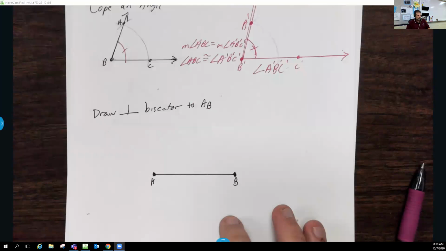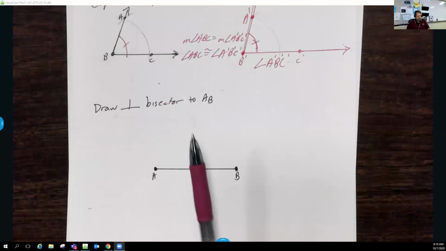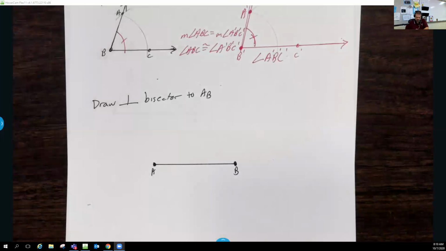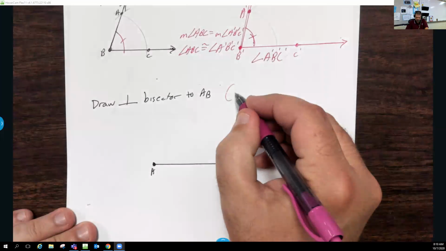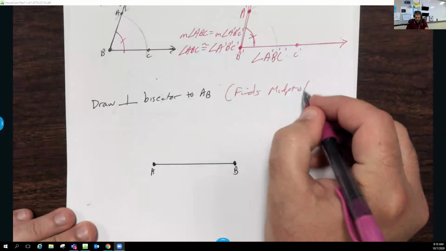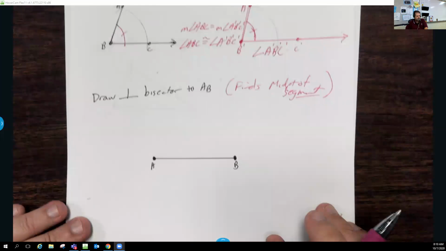All right, so drawing a perpendicular bisector. In other words, I need to draw a perpendicular line through here, and it's got to go through the midpoint. And this actually helps you find two things. I can draw a perpendicular bisector, and it also finds the midpoint of a segment. So it does two things.